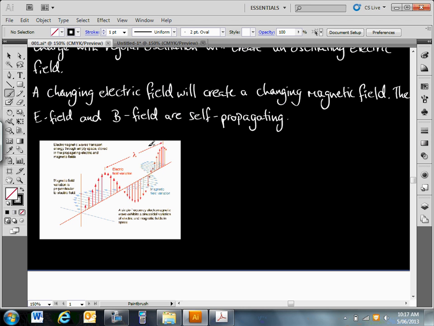Of course, wavelength lambda between two peaks or two troughs or two identical points on the wave is the wavelength. And because of this changing electric field, we have a changing magnetic field that kind of looks like a mirror to it, but at right angles to it exactly. And one other thing, the direction of propagation of this electromagnetic wave is at right angles to both the electric field and the magnetic field.